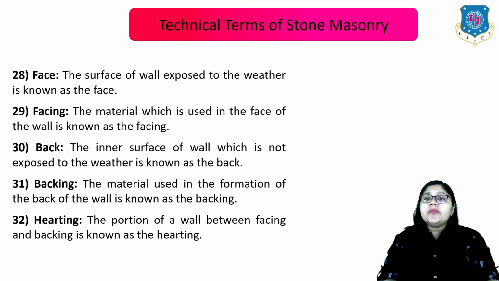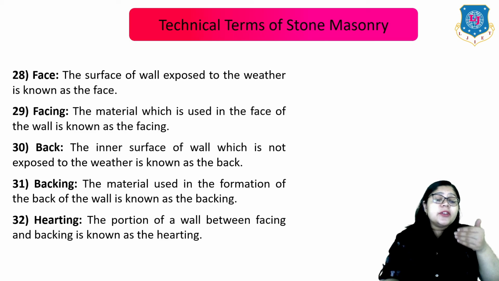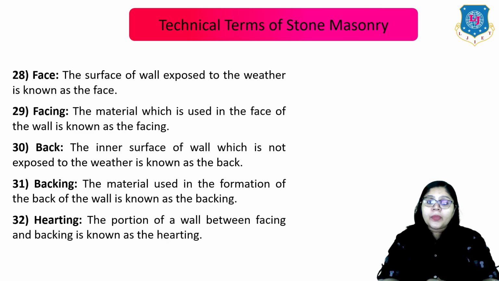Now let us move to the next one, which is face. The surface of the wall exposed to the weather is known as the face. Next is the facing. It means the material which is used in the face of the wall is known as the facing. If I talk about the back, the inner surface of the wall which is not exposed to the weather is known as the back. Similarly, the backing means the material used in the formation of the back of the wall. Next is the hearting. The portion of a wall between facing and backing is known as the hearting.